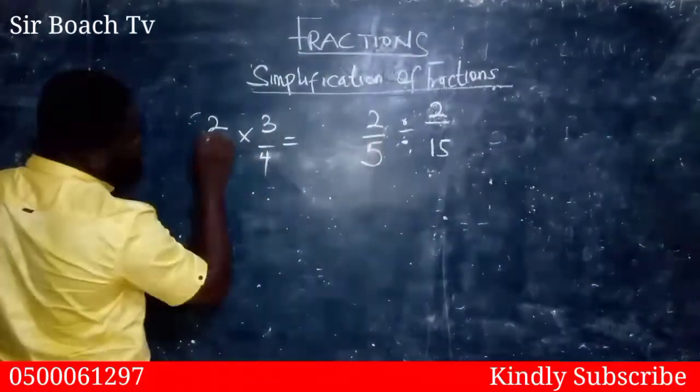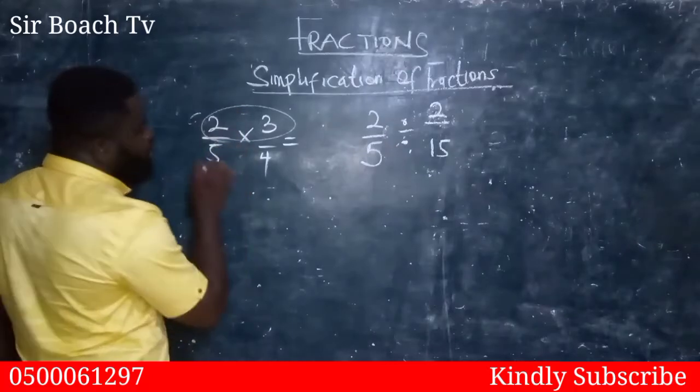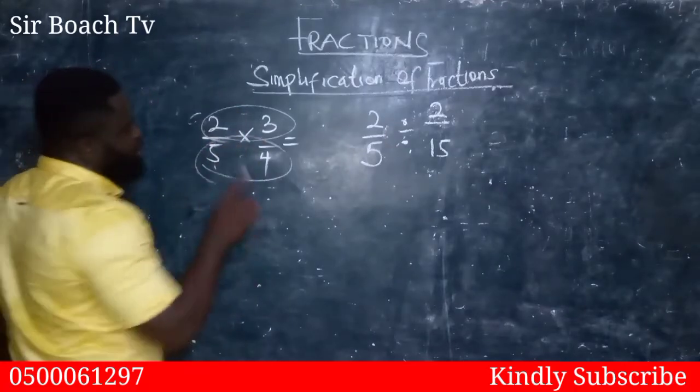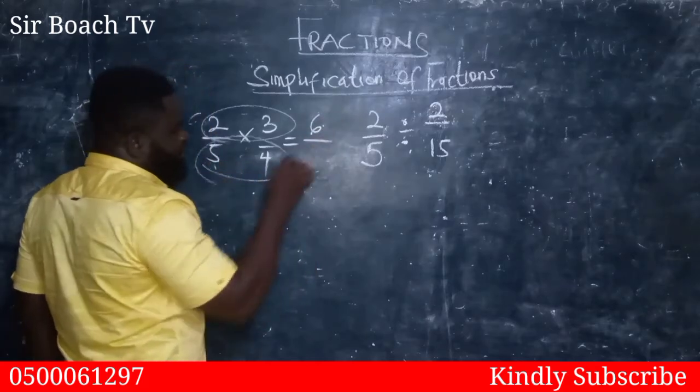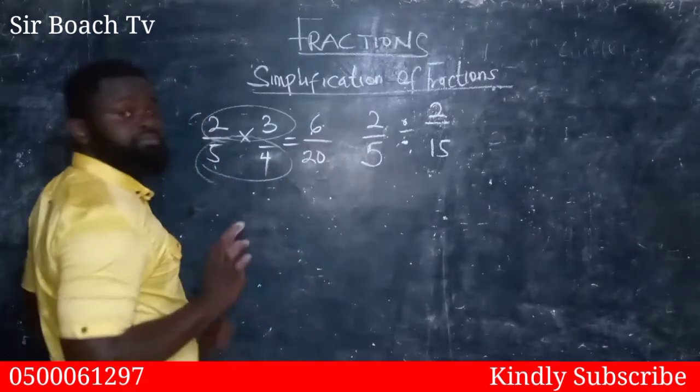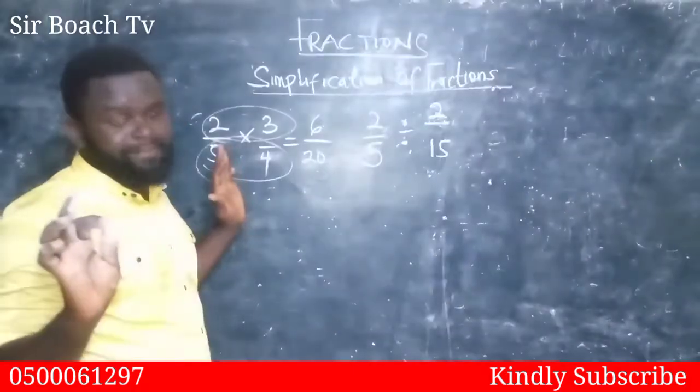We multiply the ones on top, that's the numerators, and also multiply the denominators. So 2 times 3 gives me 6, and also 5 times 4 gives me what? 20. That is all. We are done.